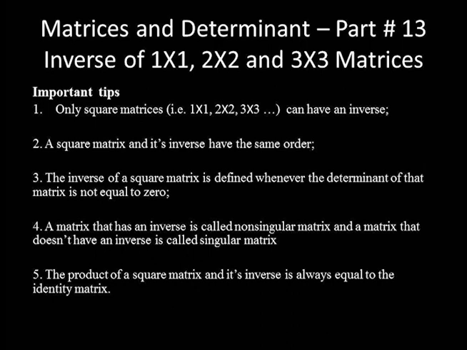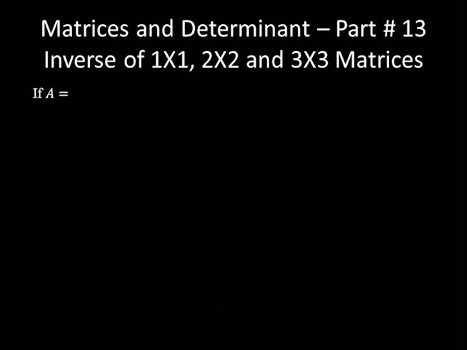Having these facts in mind, let's proceed to calculate the inverse of a 1 by 1 matrix. If matrix A equals this 1 by 1 matrix with an element 4, then the inverse of matrix A equals this 1 by 1 matrix, with its element equal to the reciprocal of that single element in the given matrix. The element in the given matrix is 4, so the reciprocal of 4 is 1 over 4.